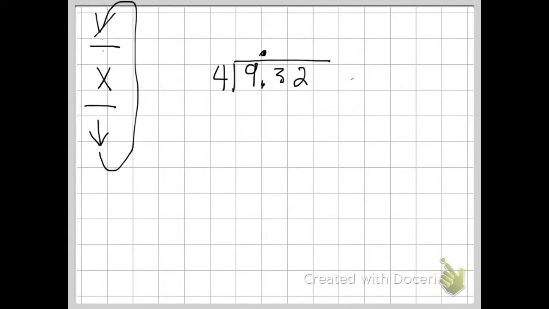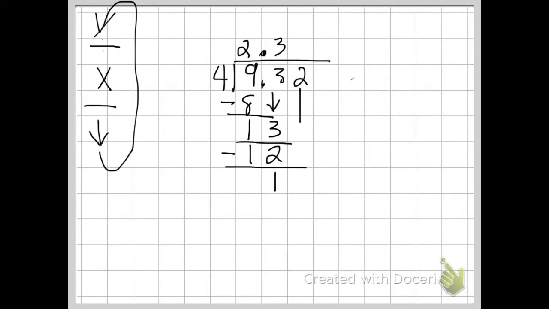9 divided by 4 is 2. 2 times 4 is 8. Subtract. I get 1. Now I bring down my 3. And now I'm looking at 13 divided by 4. 13 divided by 4 is 3. 3 times 4 is 12. I subtract again. I get 1. Bring down my 2. And now I'm looking at 12 divided by 4.